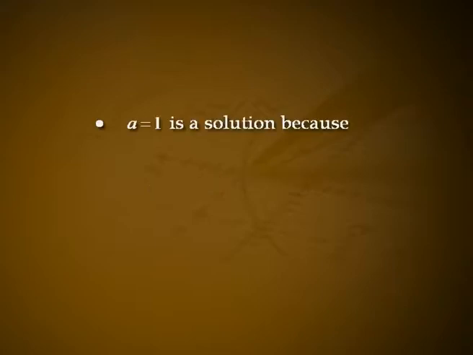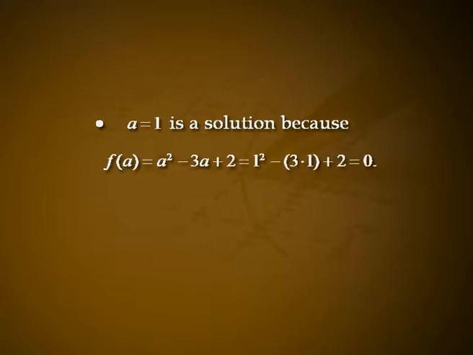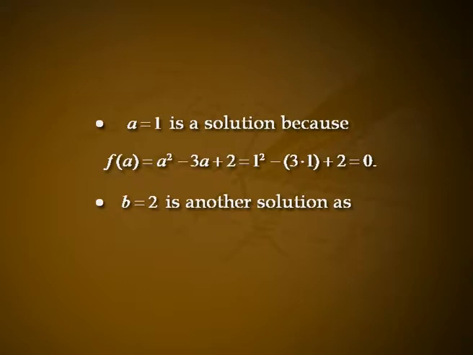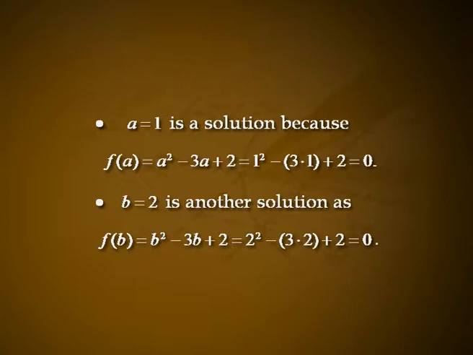For example, consider the equation f of x equal to x square minus 3x plus 2 equal to 0. a equal to 1 is a solution because f of a equal to a square minus 3a plus 2, that is equal to 1 square minus 3 into 1 plus 2 equal to 0. b equal to 2 is a solution because f of b equal to b square minus 3b plus 2, that is equal to 2 square minus 3 into 2 plus 2 equal to 0. Hence, 1 and 2 are the zeros or roots of f of x.